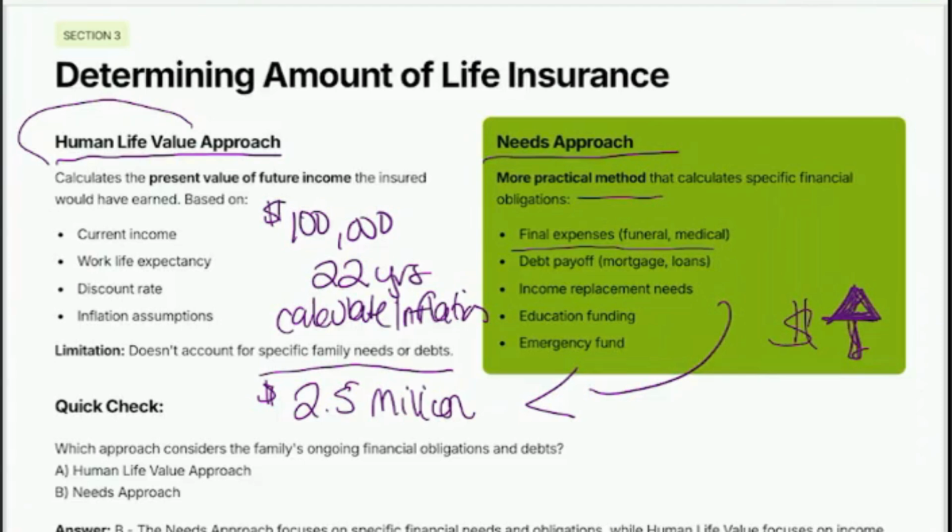So, all right, quick check. Which approach considers the family's ongoing financial obligations and debts? Human life or needs approach? Needs. Just think about it. They're paying attention to what the family needs. Not just how much you made or would have made, but what else are the needs? So that's going to be the needs approach. The needs approach focuses on specific financial needs and obligations, while human life value focuses on income replacement.